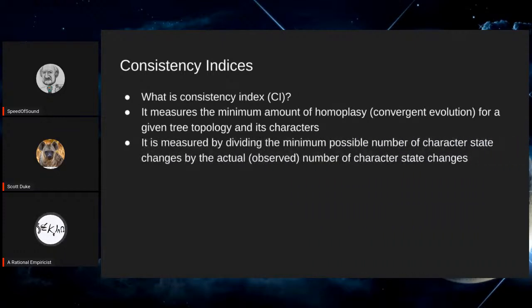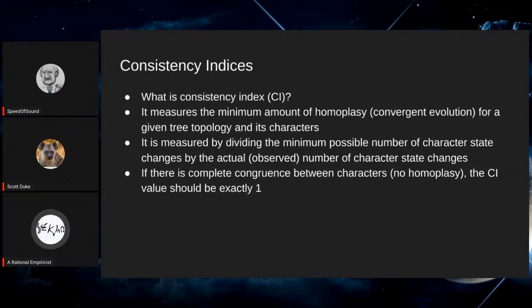So CI, consistency index, is measured by dividing the minimum possible number of character state changes by the actual observed number of character state changes, basically. The way you figure out if this lineage is related to that lineage, of course, is you have to measure the character state changes in between. That's how you tell that lineage has changed. So consistency index is therefore measured by the minimum possible number of character state changes by the actual number of character state changes.